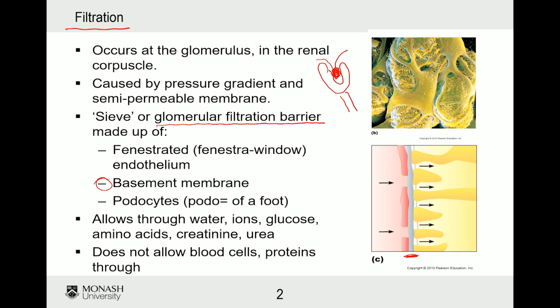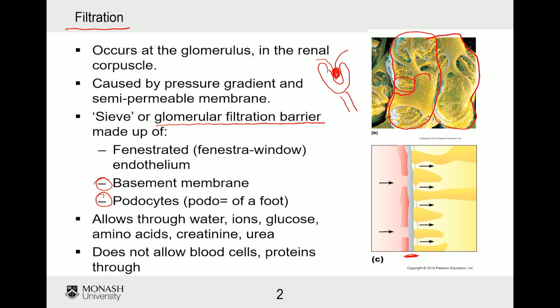Then in the Bowman's capsule, we have podocytes, where podo means foot. And these can be shown in this picture up here. You can see these large cells here with little outreaches that interconnect with other cells, creating tiny little slits that things can come through, that ions and water can come through, but protein cannot. And this is all over the capillaries. Each of these is a capillary under here, covered by podocytes.